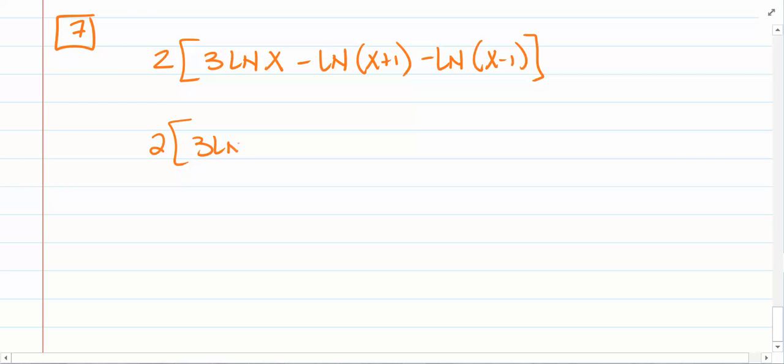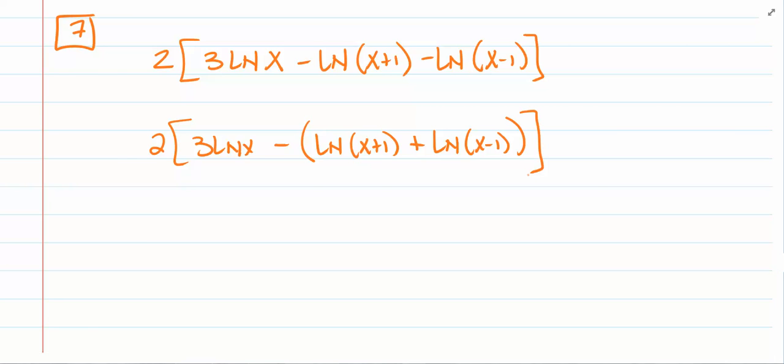We'll do 2 times 3 times the natural log of x. We'll do minus. Inside here, I'll have the natural log of x plus 1 plus the natural log of x minus 1. So you see what I did there? I took the last two, I factored out a negative sign. You guys see the algebra there? Yeah, that's a good thing for us because now I'm going to work inside that second set of parentheses only.